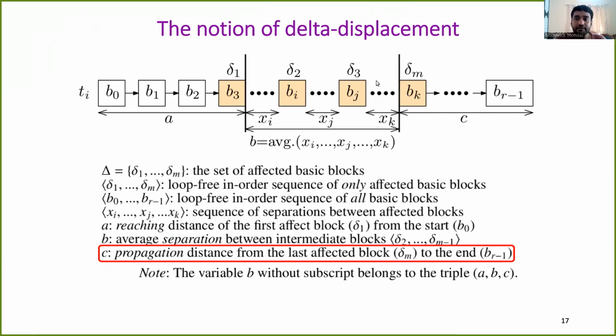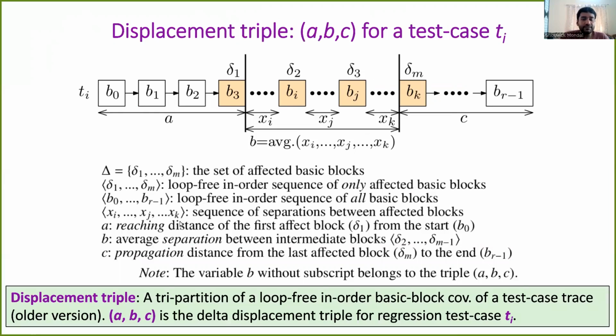What about the intermediate basic blocks? There can be intermediate displacement, that is, intermediate separation between the basic blocks. Between the first and the last, we take the average of the intermediate distances and call it B. So A, B, C is a displacement triple. This displacement triple tripartites the loop-free in-order basic block coverage, that is the trace of the test case for the older version, because in the new version we have not executed the test case yet. So A, B, C is the delta displacement triple for the regression test case Ti.